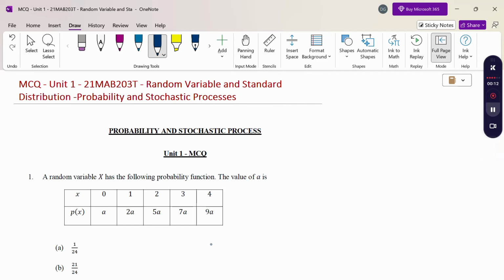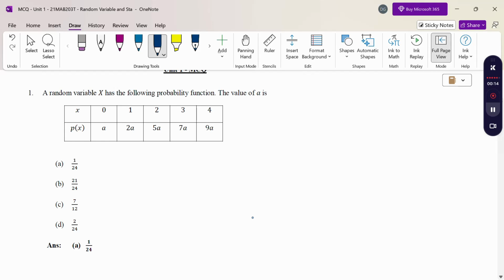Look at this one. A random variable x has the following probability function, the value of a is. So now look at this problem. X values are 0, 1, 2, 3, 4 and the probability values are a, 2a, 5a, 7a, 9a. So the values are countable and a finite number of values, therefore the given problem is discrete.